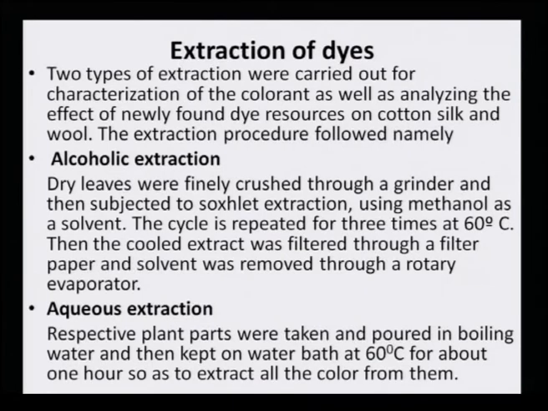Two types of extractions were carried out for characterization of colorant as well as analyzing the effect of newly found dye resources on cotton, silk and wool. The extraction followed was, namely, alcoholic extraction, where dry leaves were finely crushed through a grinder and then subjected to Soxhlet extraction using methanol as a solvent. The cycle is repeated 3 times at 60 degrees centigrade. Then the cooled extract was filtered through a filter paper and solvent was removed through a rotary evaporator.